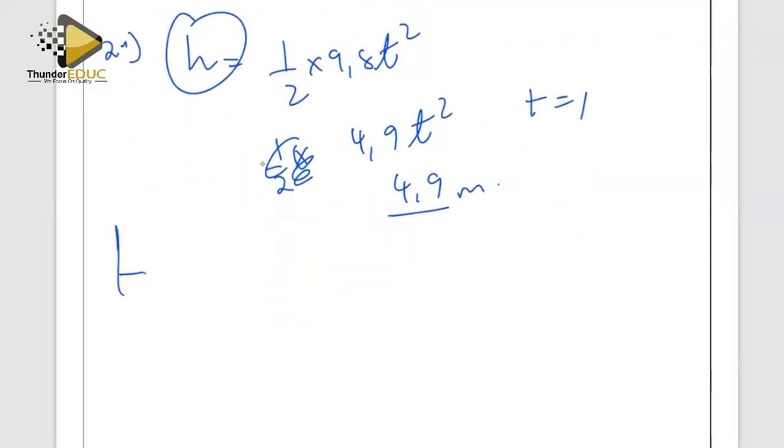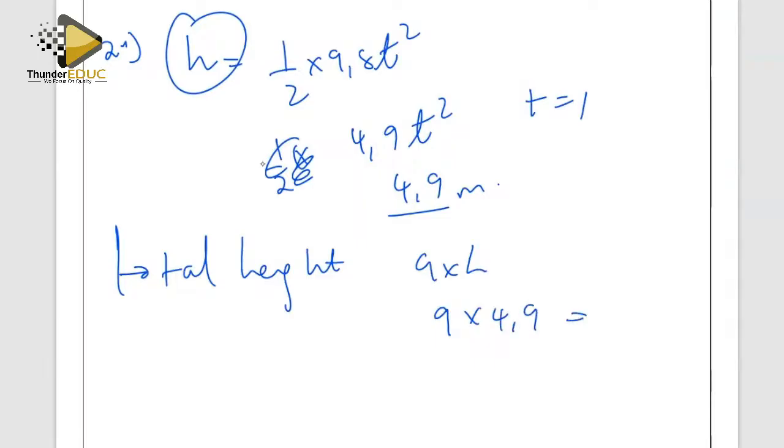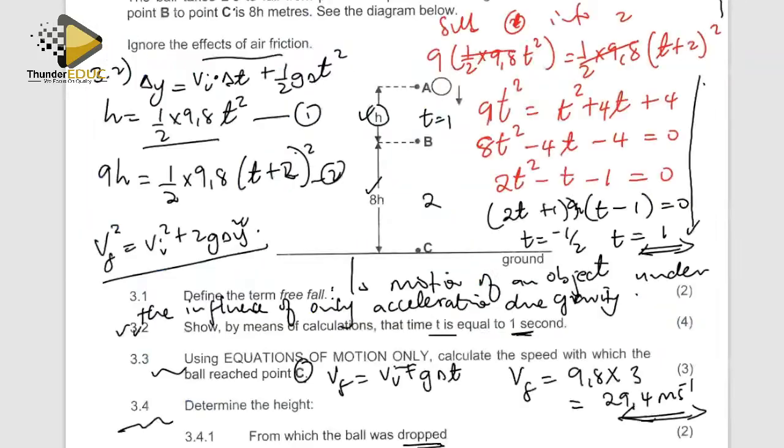Then the total height is going to be 9 multiplied by 4.9. I'm getting 44.1 meters. Any alternative is also acceptable. That is how I would have answered 3.4.1 for 2 marks.